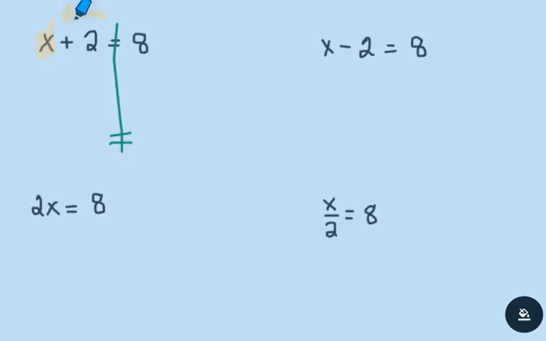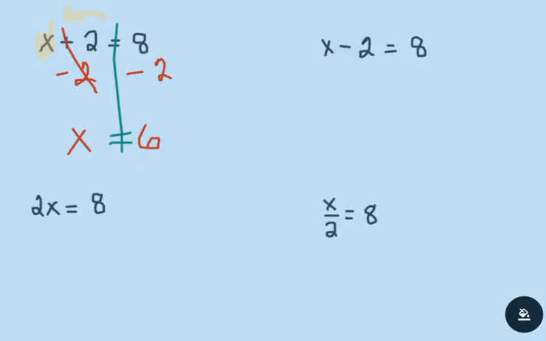Since on the left side of this line that I drew, I still have a plus 2, I have to undo plus 2 by thinking about the opposite of adding 2, which is subtract 2. So if I subtract 2 from both sides, now I have x by itself because positive 2 and negative 2 cancel out, and 8 take away 2 is 6, and we're done.